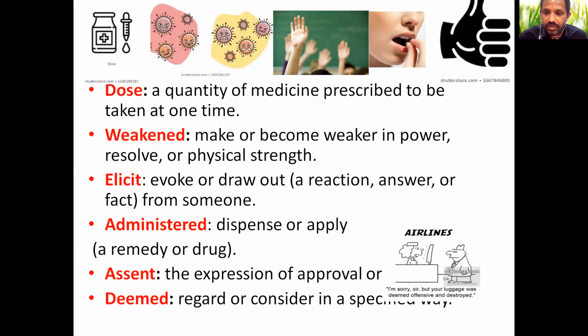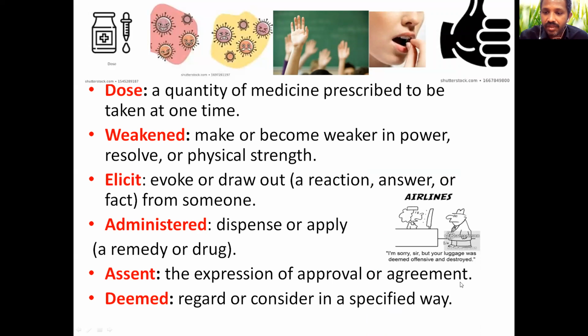See, I'm giving one example here. One of the travelers is getting an explanation from the receptionist. "I'm sorry, sir, but your luggage was deemed offensive and destroyed." This lady is telling the traveler that they thought your luggage contained some explosives or other dangerous material. That's why they destroyed it. So they did not check, but they considered it offensive. That's what they did.